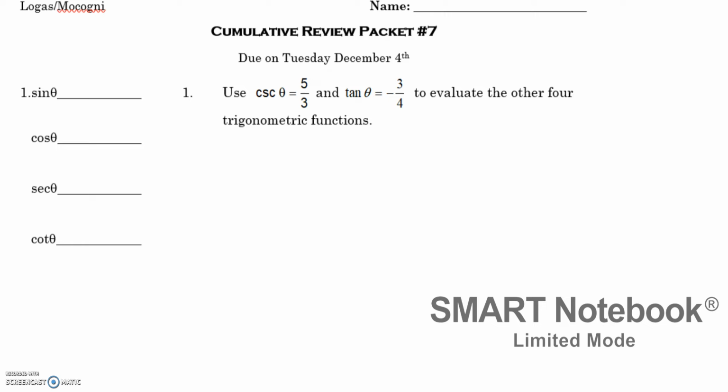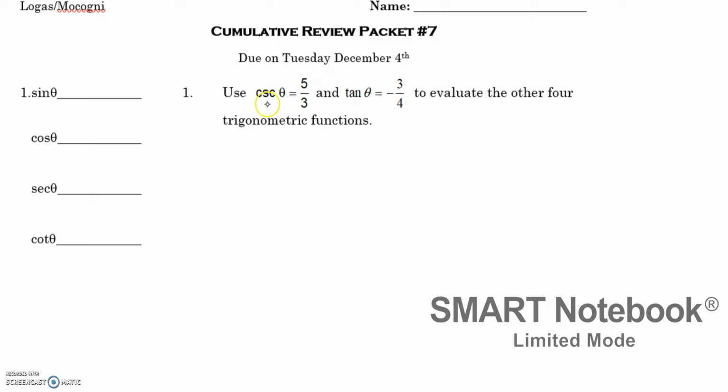I'm going to be taking you through numbers 1 to 9, which all refer to the beginning of Unit 5. So, if I take a look at number 1, we want to find the remaining trig functions given that cosecant is 5/3 and tangent is -3/4. And yes, we have done this before when we've used triangles. However, I want to use the new trig identity definitions because I want you to get better at them.